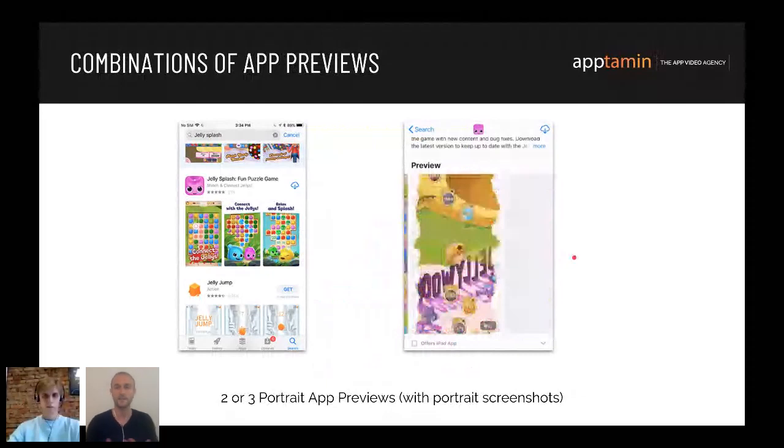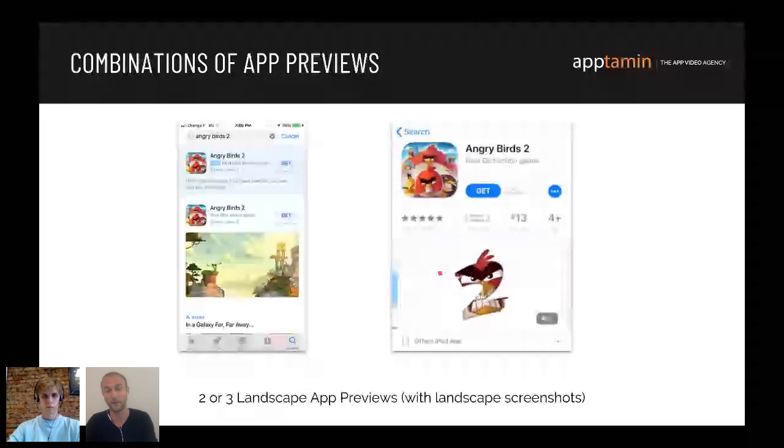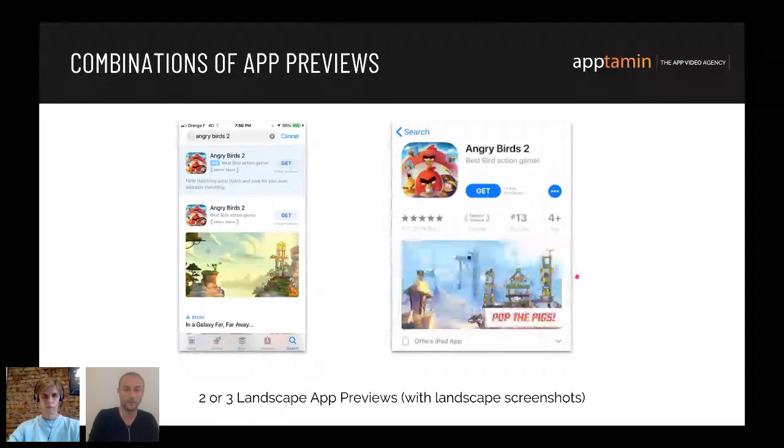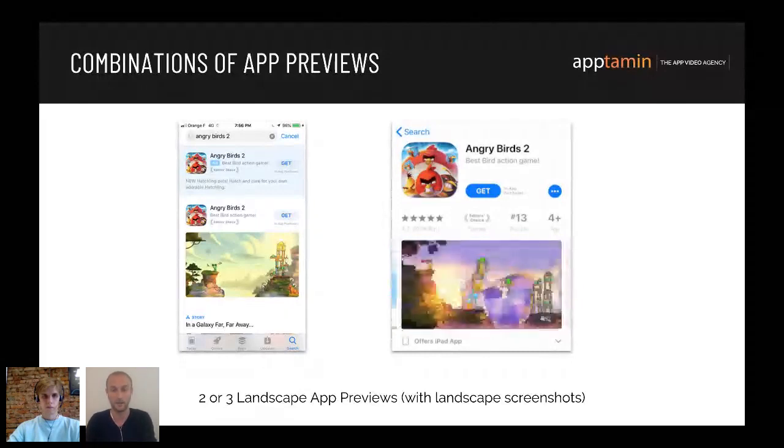You have a similar thing with landscape app previews. Here, like we saw before, the landscape app preview displays in the search results by itself. And then when you get to the product page, you're going to have app preview number 1, app preview number 2, app preview number 3, and then the screenshots. So those examples are when the videos match the screenshots orientation.